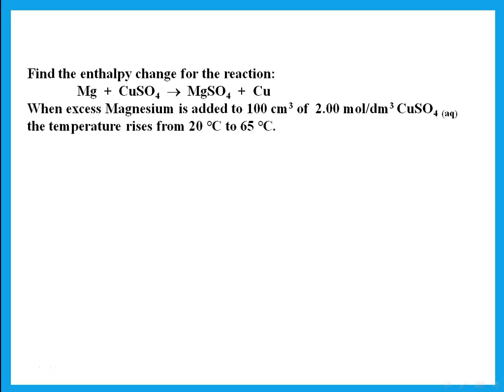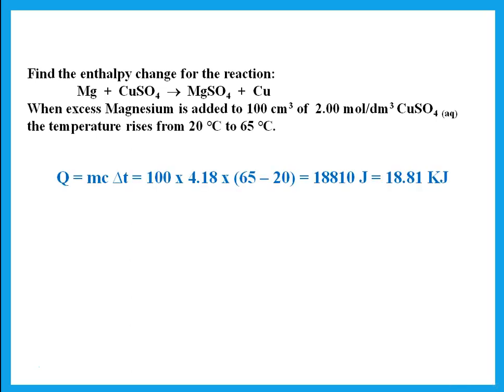Again, I'm going to remind you that enthalpy change is the delta H for this reaction when excess magnesium is added to 100 centimeter cubed of 2 mole per decimeter cubed copper sulfate. The temperature rises from 20 to 65. First of all, we said when we have a reaction like this and I want to get delta H, then I use the equations that say Q is equal to mc delta T, and then delta H is Q divided by N.